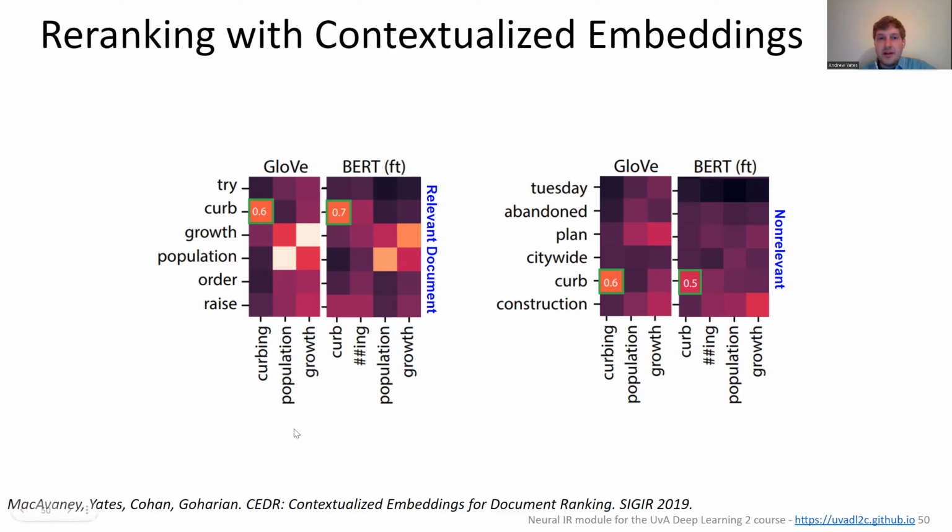One quick thing to note here is you notice that the tokens are a bit different from GLOVE on the left and BERT on the right. With GLOVE, curbing is one word. With BERT, curbing is two words. This has to do with BERT's tokenization, which I didn't really get into.